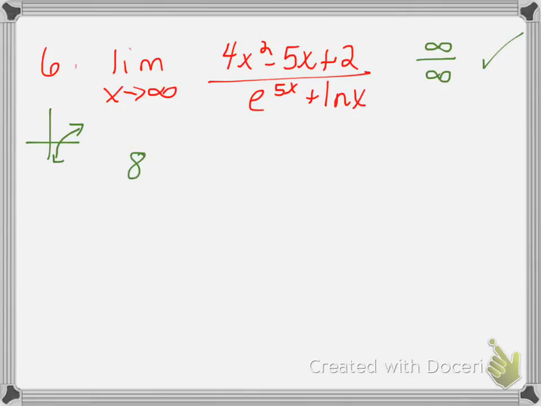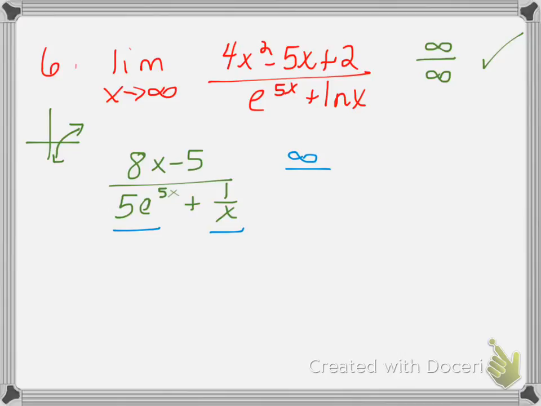Now, I end up with 8x minus 5 over 5e to the 5x plus 1 over x. The derivative of ln of x is 1 over whatever you're taking the ln of. Alright, now again thinking about infinity, if I plug in infinity, I get a big number on top. This would be infinity. Okay, this says 1 over the number that's really, really big. Well, that would go towards 0. So this is infinity plus 0. So we still have infinity over infinity. Check. I can still use L'Hopital's rule.